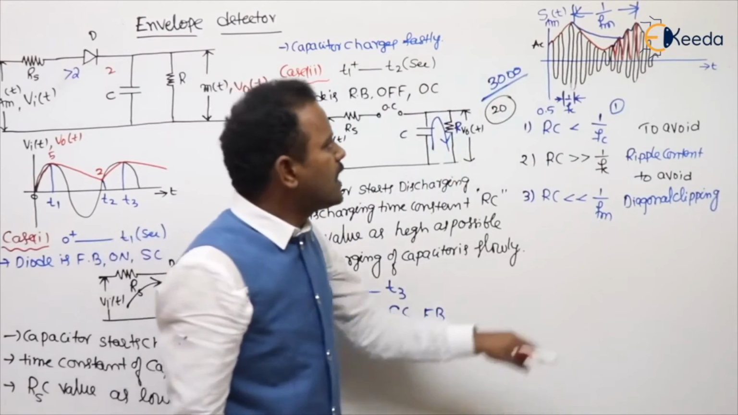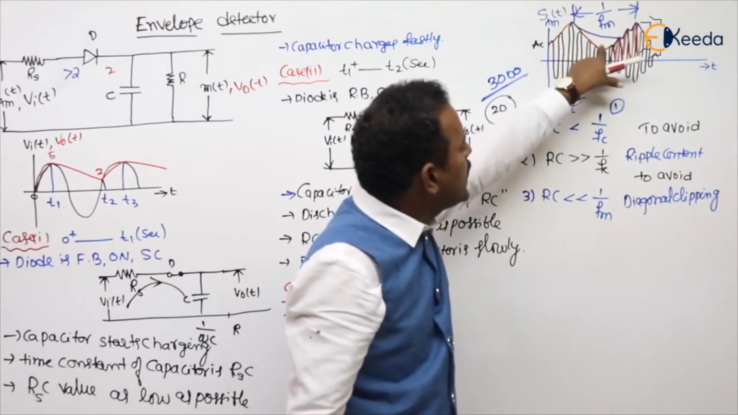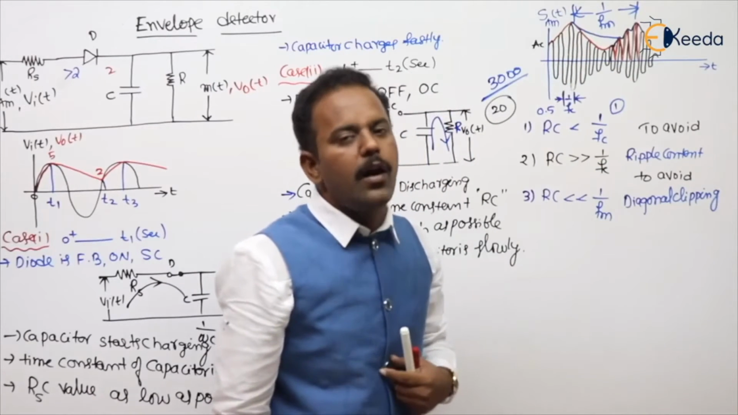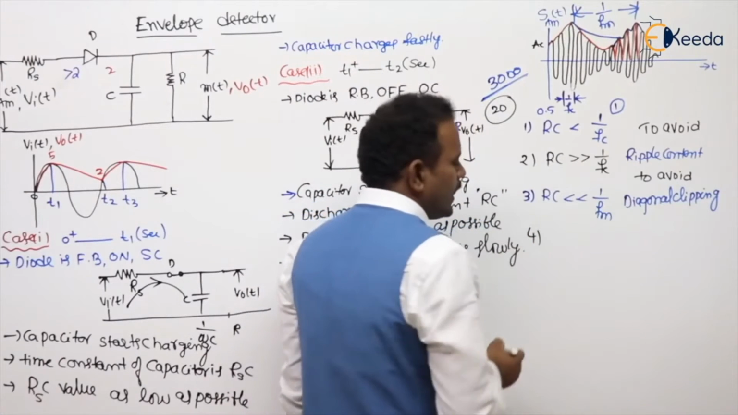What is diagonal clipping, sir? Because of taking a huge value, it is unable to come to the minimum values. So some of the minimum peaks are clipping off.